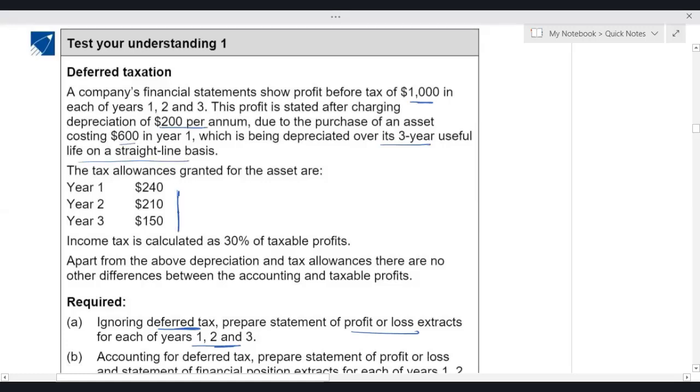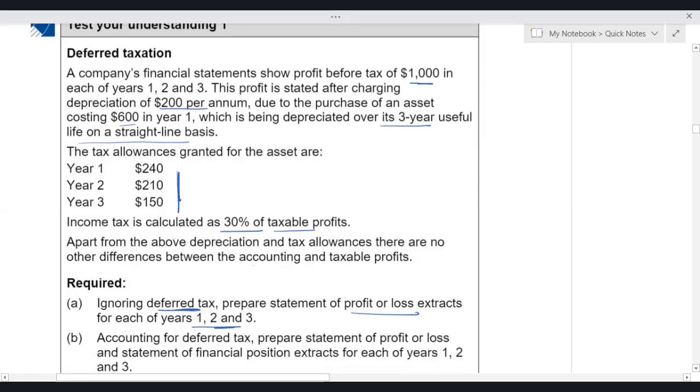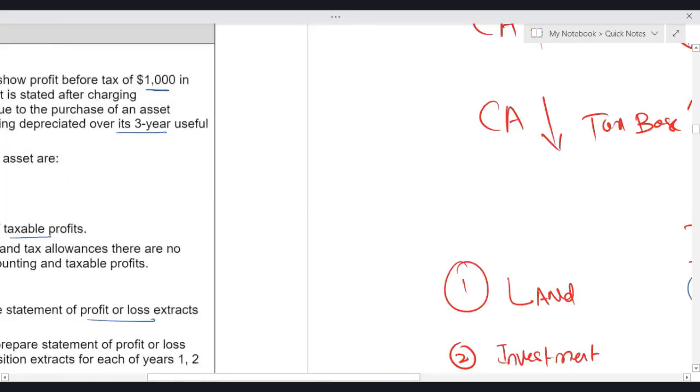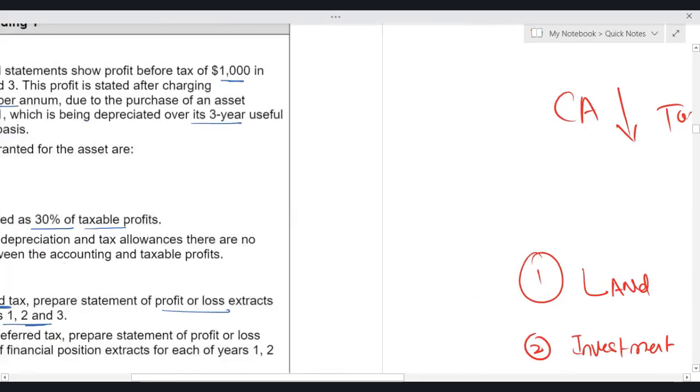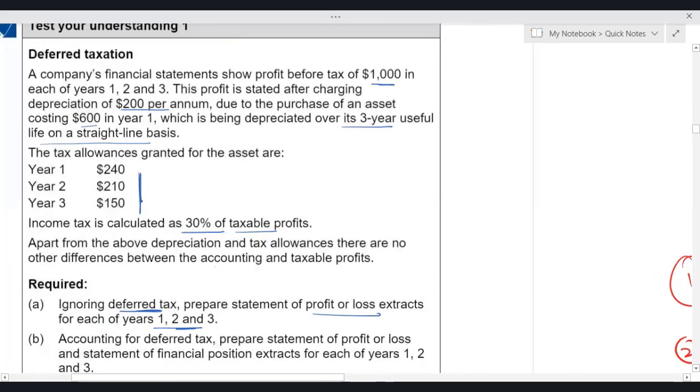Tax allowable depreciation is given here. Income tax is calculated at 30% of taxable profit. Apart from the above depreciation and tax allowable depreciation, there are no other differences between accounting and taxable profit. But in part A, the question says ignore deferred tax, prepare a statement of P&L. Now look at this: it's 1,000 every year, and the tax rate is 30%.